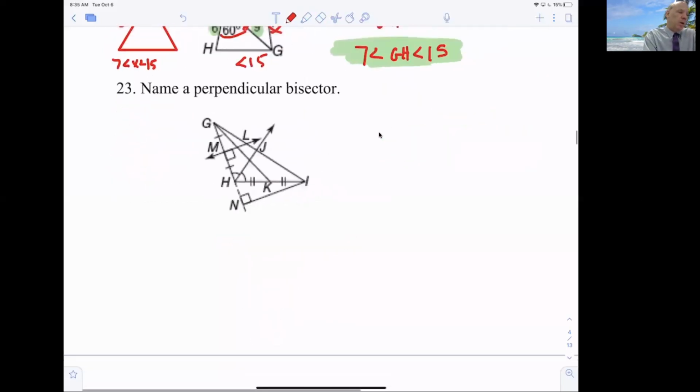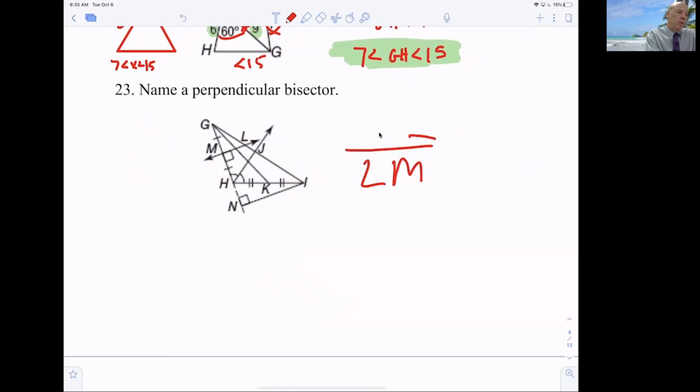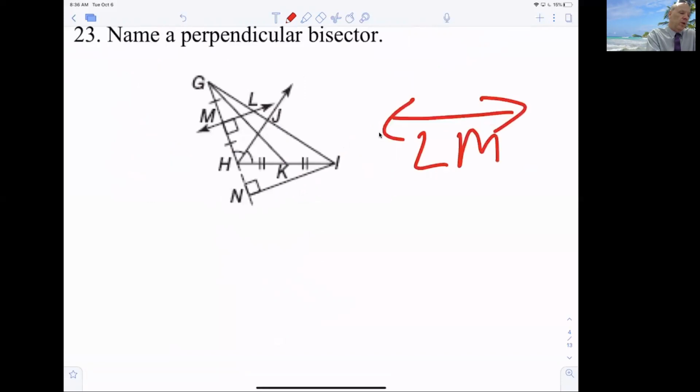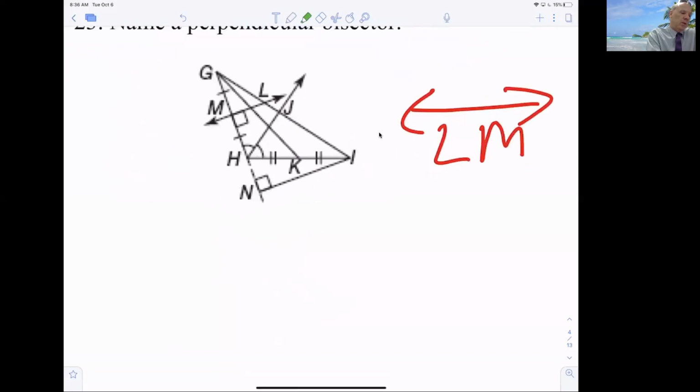All right, here we go. Name the perpendicular bisector. Which one of those is the perpendicular bisector? LM. Right? Now this one over here kind of threw me off, guys, so I'm going to highlight this. This right there is the what? That's the altitude. All right. GK is the what? Median. HJ is the, thank you, very good, angle bisector.